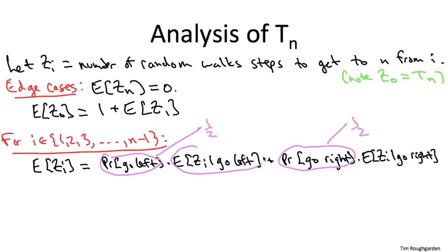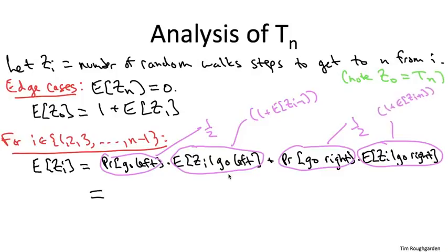The conditional expected value of your random walk, given that you went left first, well, that's just 1. That's the step you took to get to i minus 1, plus the expected length of a random walk to n from i minus 1. Similarly, if you're lucky enough to go right, then the expected random walk is just 1. That's for the step to go right, plus the expected value of the rest of the random walk, also known as the expected value of z sub i plus 1.